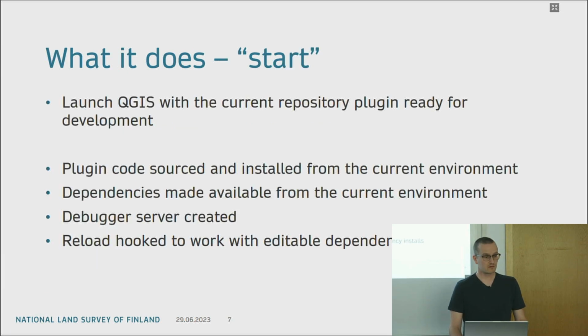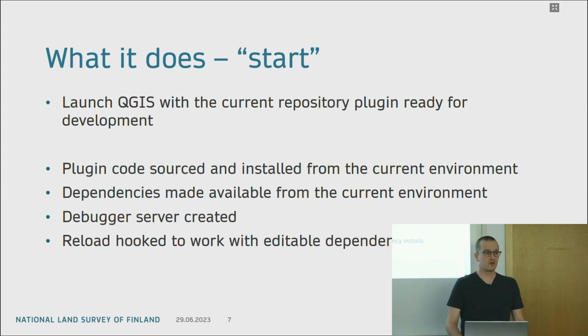And what the start command does is launch QGIS with the current repository for your environment, ready for development. So the plugin code is sourced from the environment. Like you have to have the plugin installed or available to import from the environment you run this tool from. And the dependencies are also available from the current environment. For example, we use virtualenv for our development, so the dependencies can be installed with that, and they're available in QGIS after it's launched.